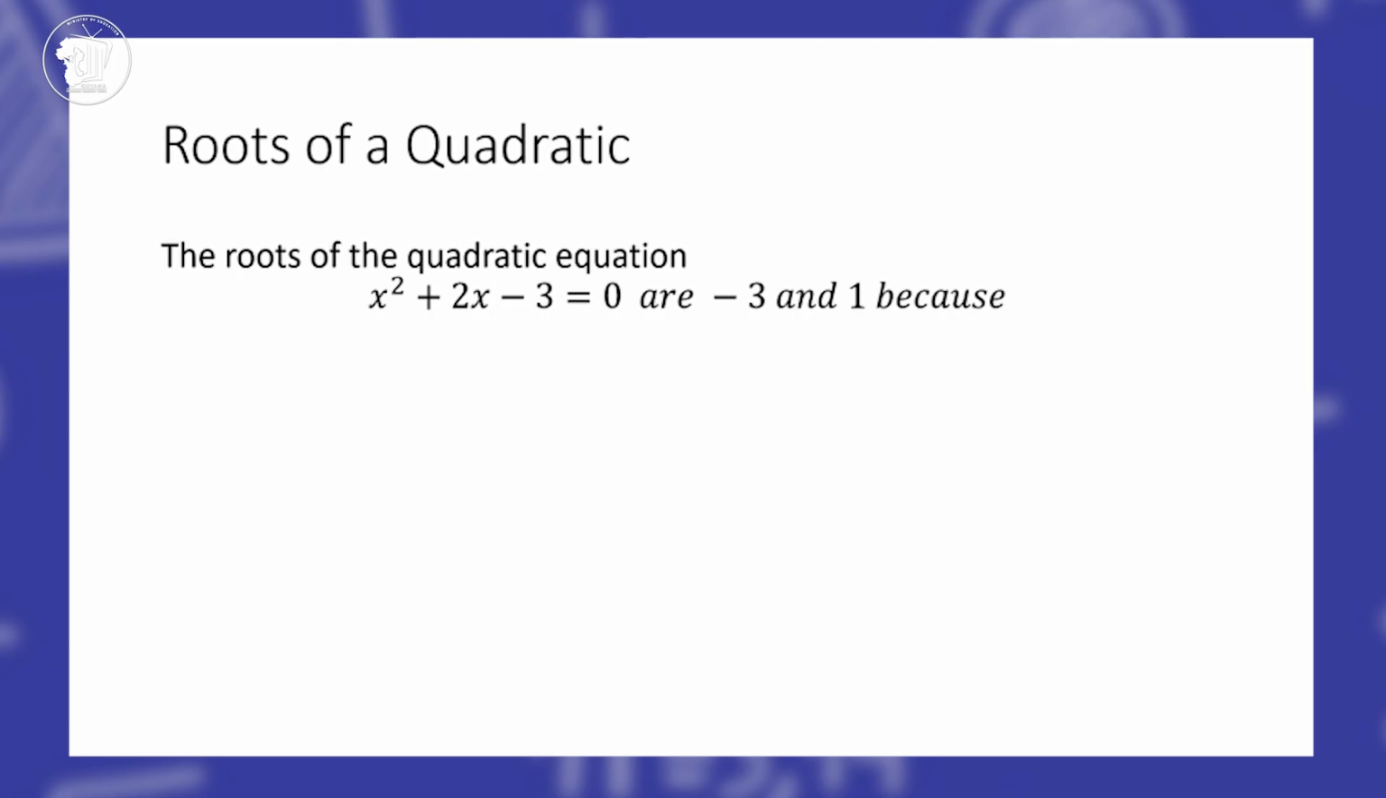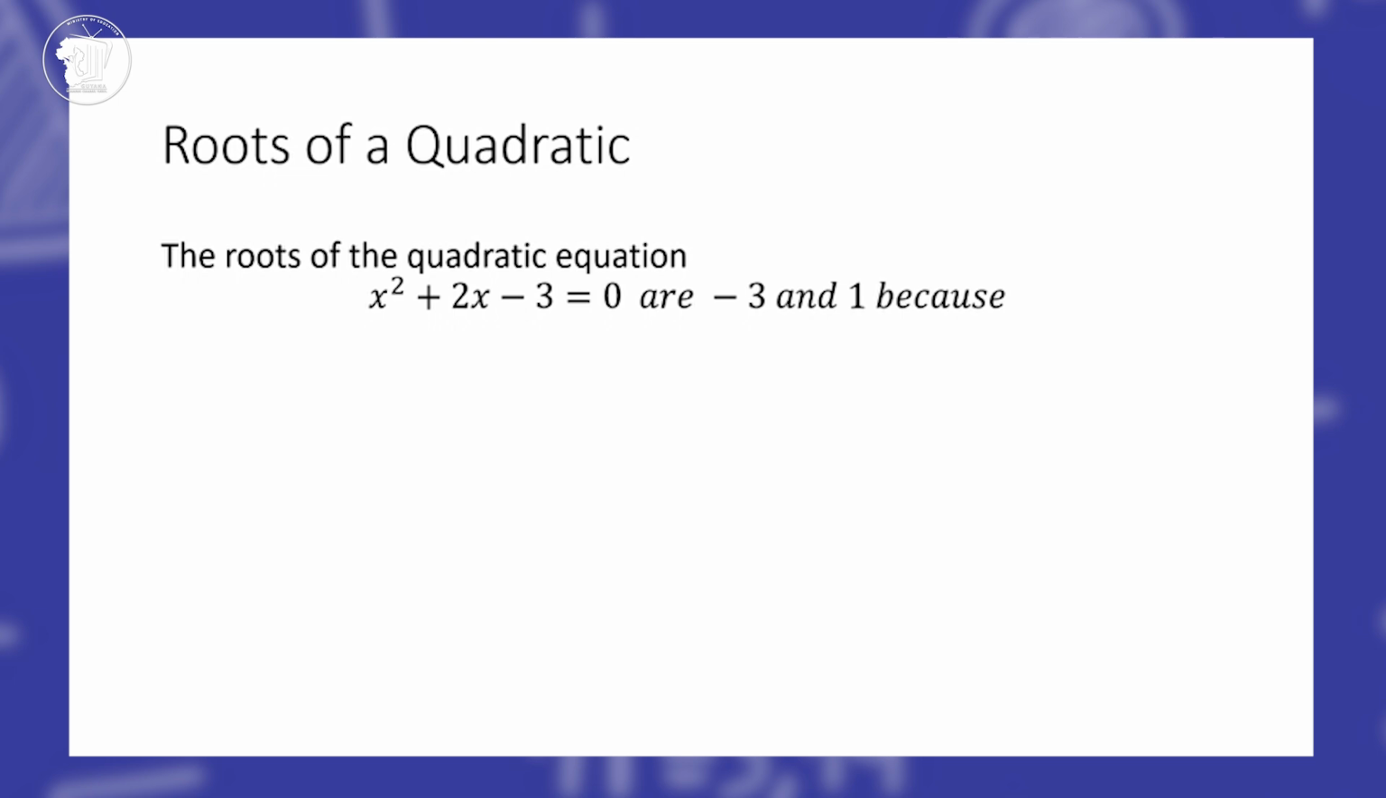Sometimes we may discover the roots while we are attempting to get the points to graph the function. But before we go into that, let's look at this here. It says the roots of the quadratic equation x² + 2x − 3 = 0 are −3 and 1, because when we substitute either −3 or 1, this equation will be true.